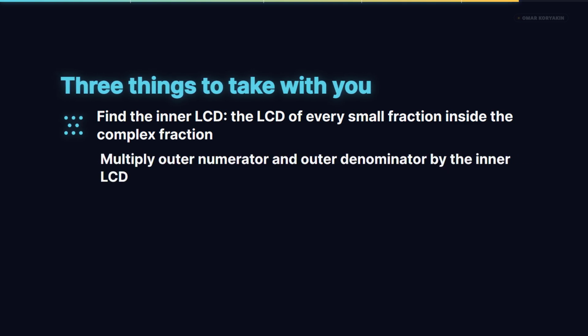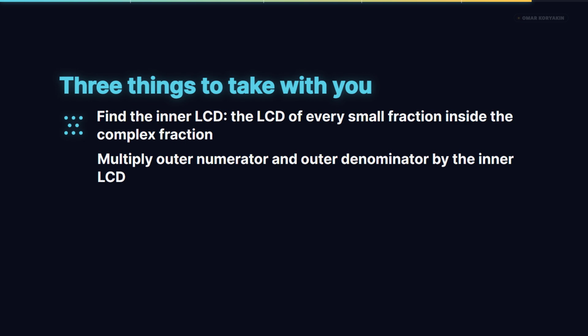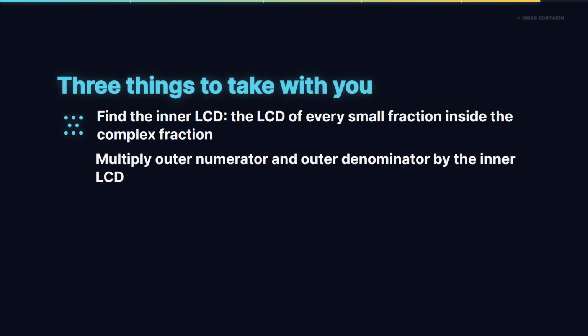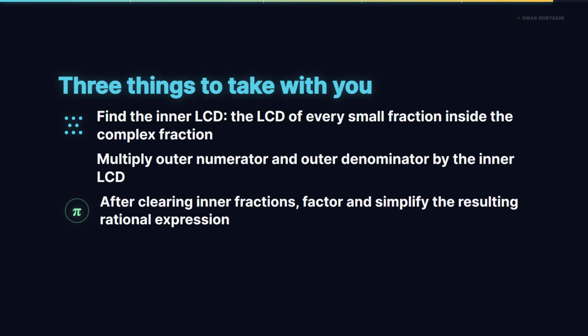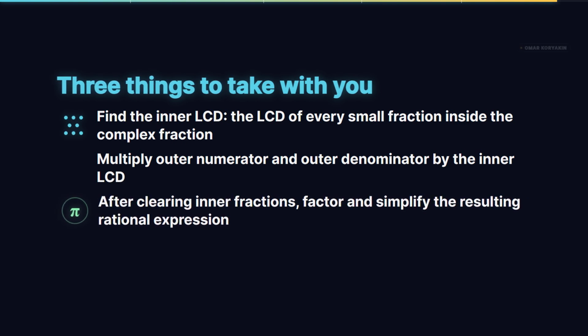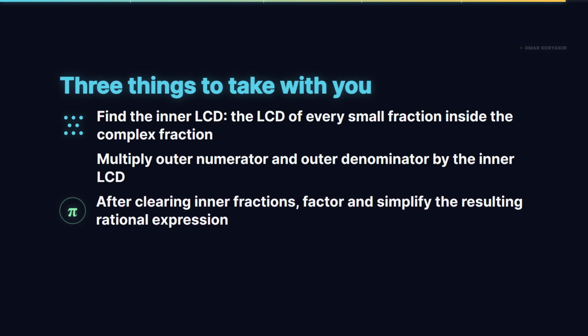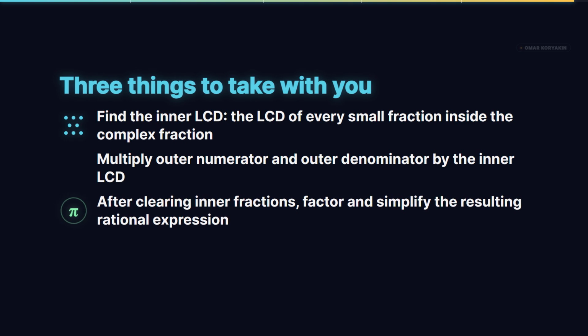Multiply the outer numerator and the outer denominator by the inner LCD. The inner fractions on top and bottom both clear because each one's denominator divides the inner LCD. What remains is a flat rational expression with no nested fractions. Factor the numerator and the denominator of the resulting rational expression, cancel any shared factors, and you have the simplified form. The same factoring techniques from sections 8 and the start of 9 handle this last step.